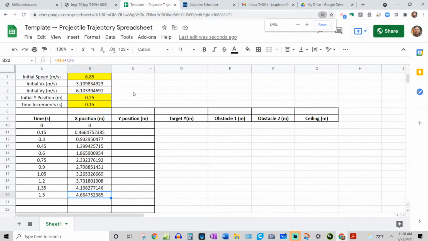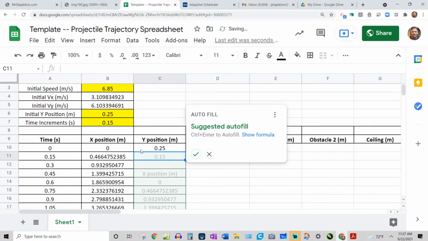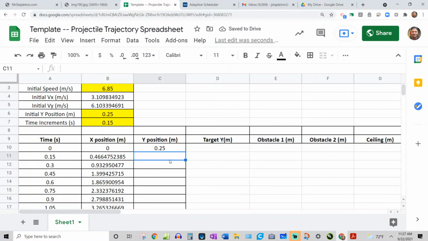So that's all good. Y position is a little trickier. I'm not going to start out with 0. I'm going to do equals, and then I'm going to click on this. This allows you to set, let's say you're shooting from a table that's a ½ meter high. This allows you to put that into your model. So I'm going to click that. And since that's up here, I'm going to put that there. And I'm going to have to make a choice about what to do next. I'm not going to autofill. Okay, so that's the starting y position.